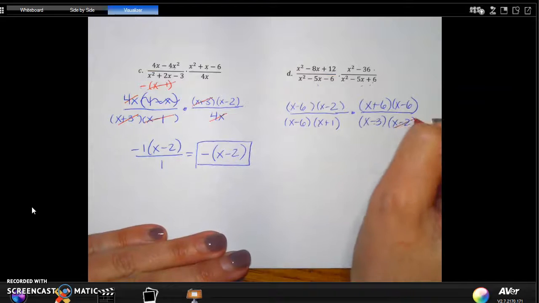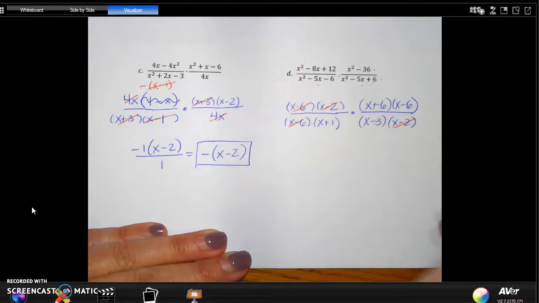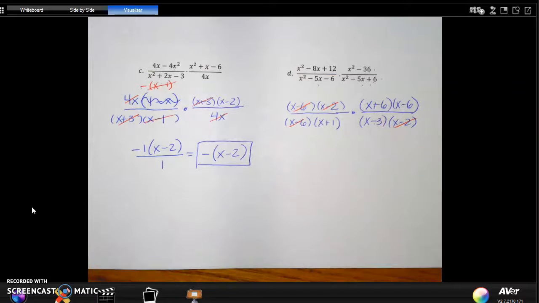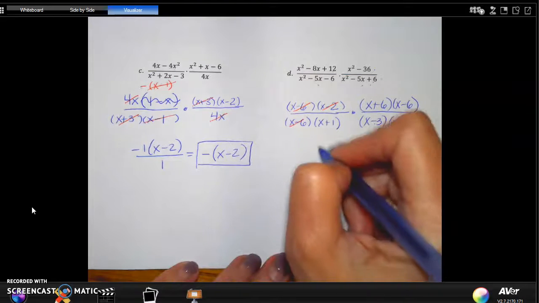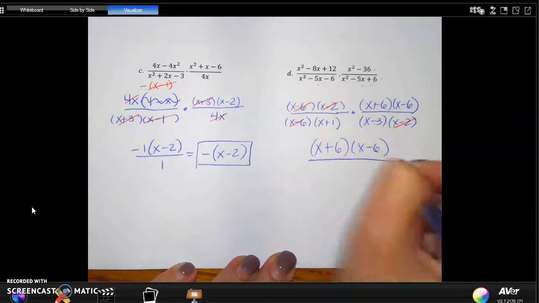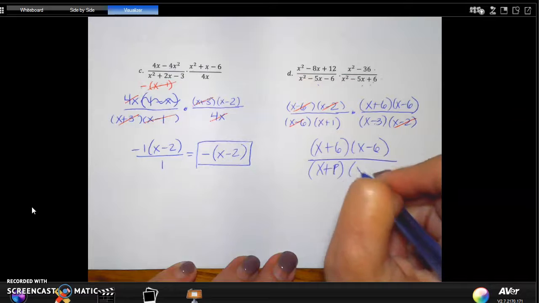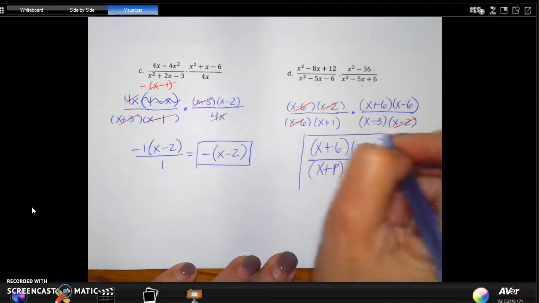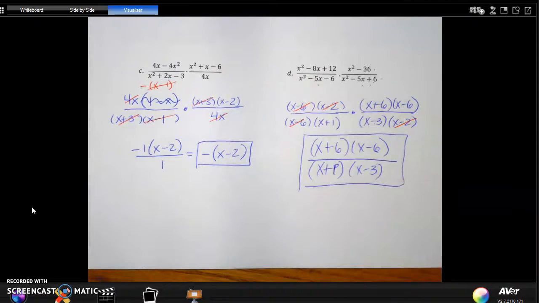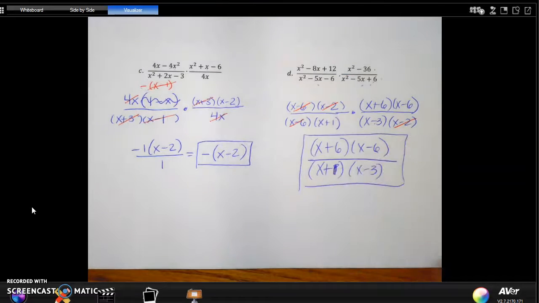So now we can start canceling. We have a minus 2 here and here. We have minus 6 here and here. And it looks like that's it. So here we didn't have a lot that we could cancel, just some. So x plus 6, x minus 6 on the top, x plus 1, and x minus 3 on the bottom. So sometimes they're still going to have kind of a lot going on there. This is a 1 here, sorry, that's hard to see. But you just have to do your best with it, factor out whatever you can, cancel whatever you can, and then move ahead from there.